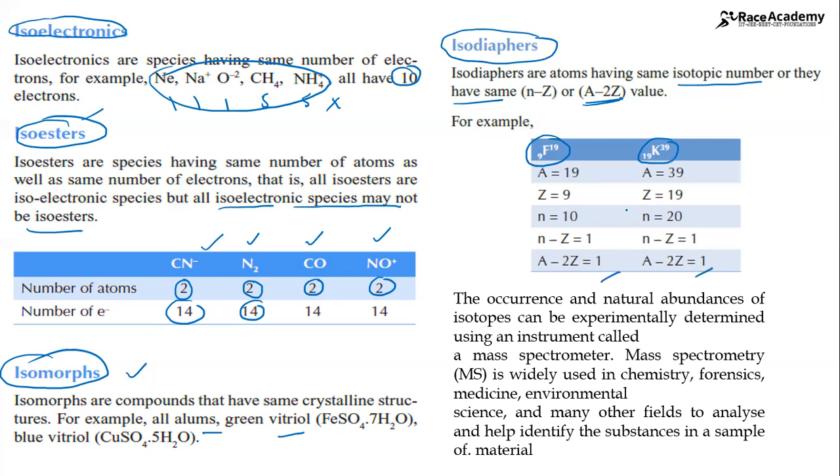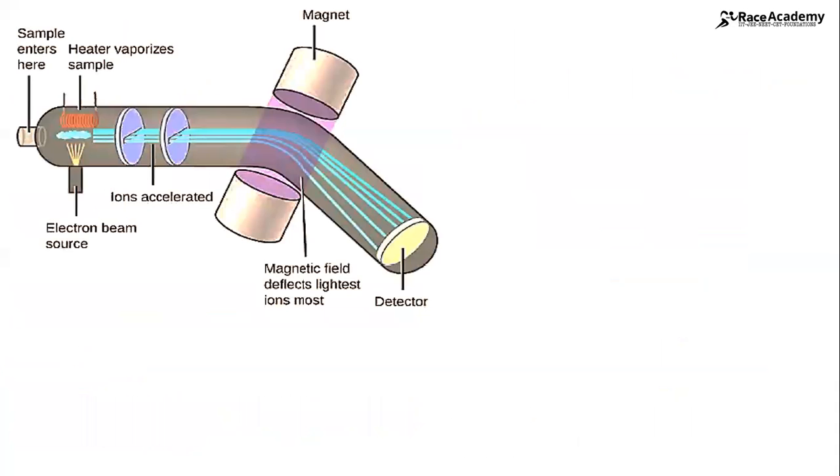The natural abundance of isotopes can be experimentally determined using an instrument called a mass spectrometer, MS. This mass spectrometer is widely used in chemistry, forensics, medicine, environmental science and many other fields to help identify the substances in a sample of material. These contain cations also.